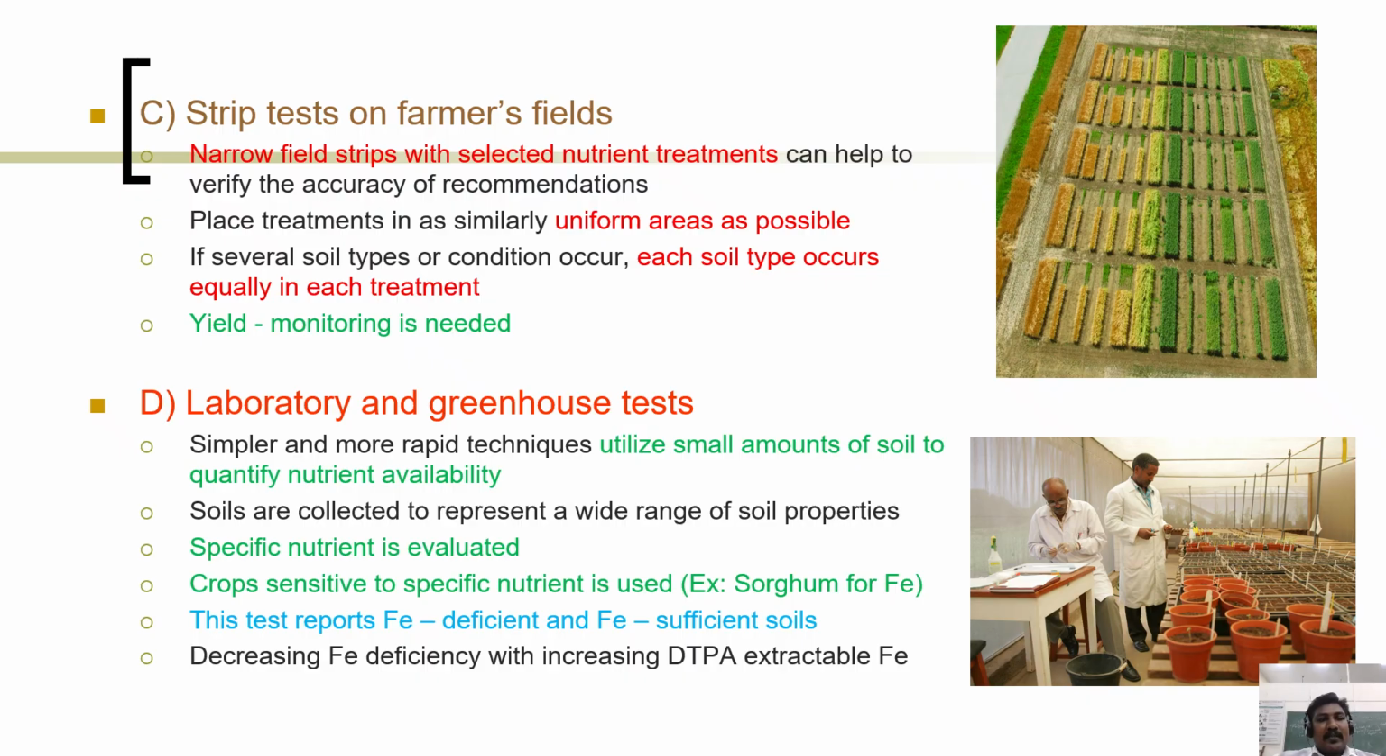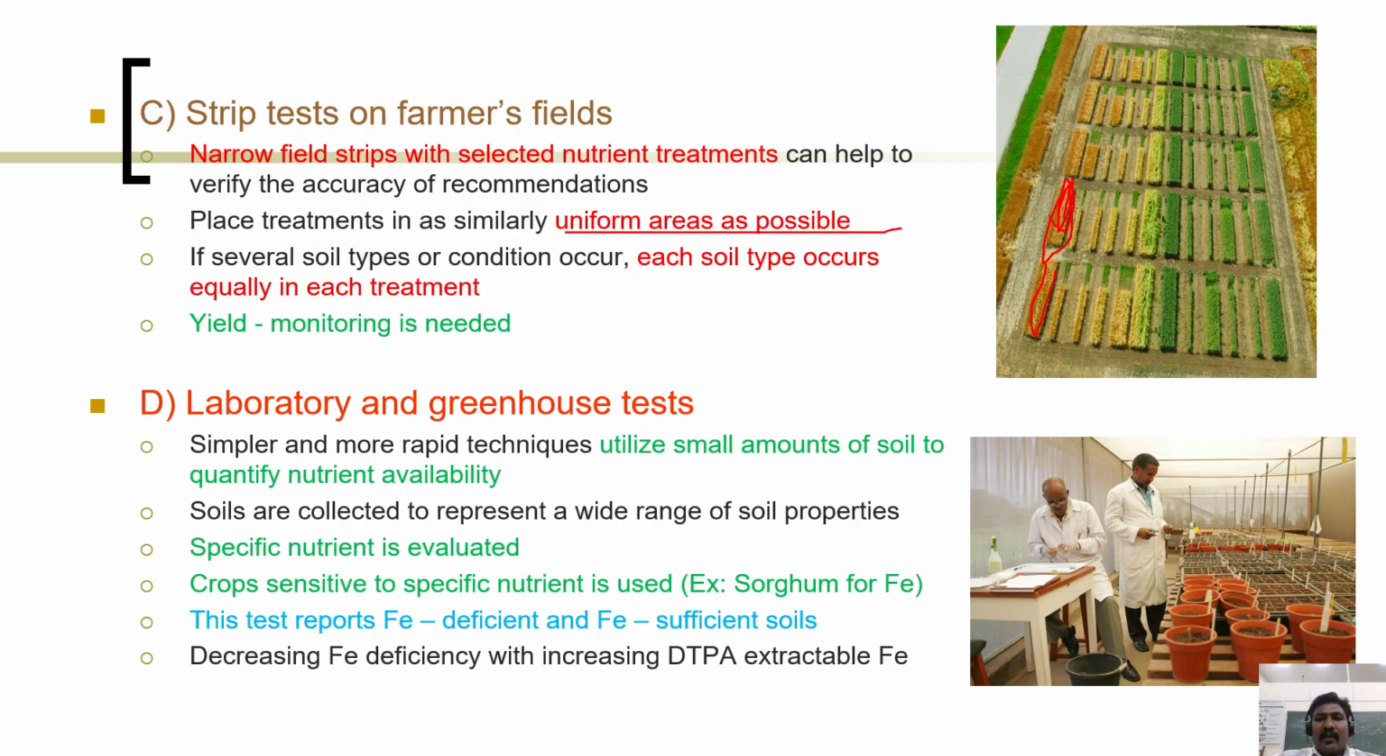The next trial is a strip test on farmer field. Here narrow field strips will be created with the selected nutrient treatments for individual strips. This will be used for verifying the accuracy of the recommendation, how the accuracy of the nutrient is producing the yield or growth of the plant. This treatment is applied in areas as uniform as possible, not non-uniform areas.